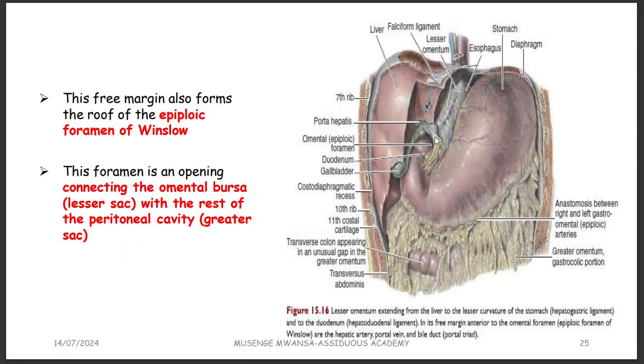This is what you can see here. Here, you're connecting the duodenum just a bit down here to the liver. So those are the structures you're going to find at this region.